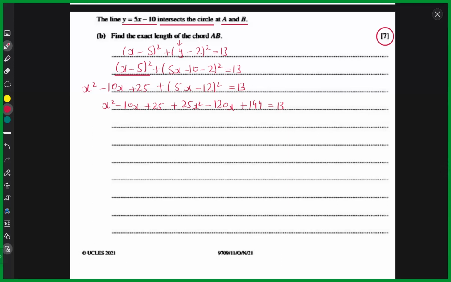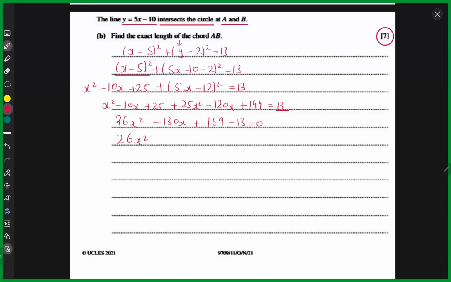Yes, ma'am. Okay, very good. This is going to give you 26x squared, and then we have minus 130x, and then we have 25 plus 144, that is giving 169. And then I'll take this 13 to the left side, equals 0.